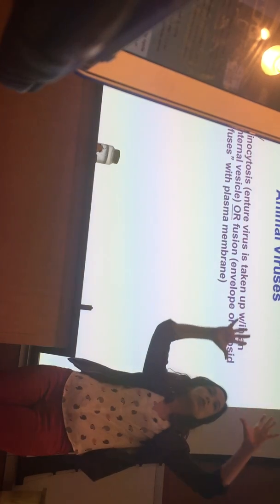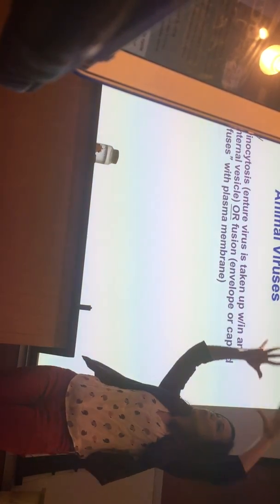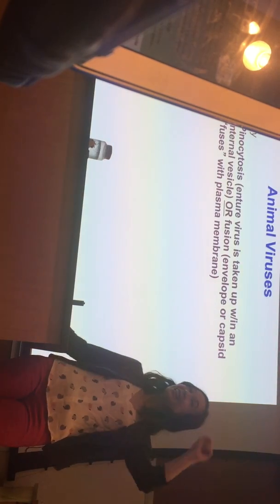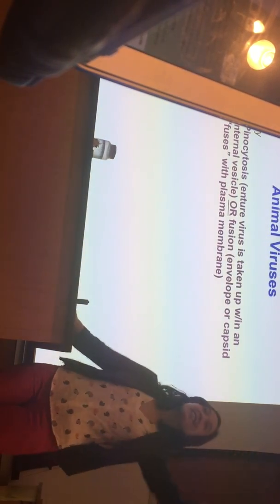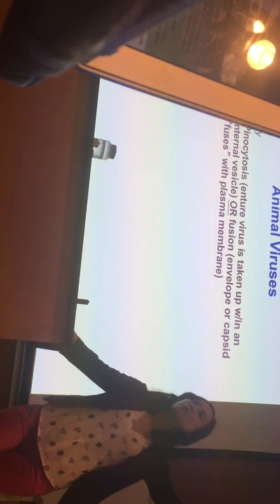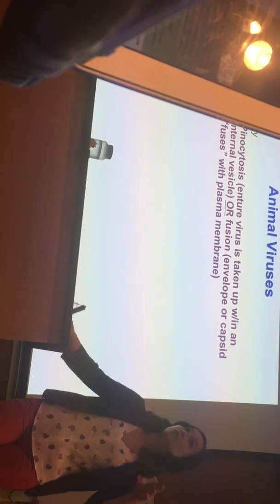So I'll show you a picture. It's almost like a little pouch forms, and it grabs the whole virus, and the whole virus just kind of sinks in. So that happens a lot. We call it pinocytosis. The whole virus enters. But sometimes, not necessarily the whole virus has to enter. Remember, it's just the genetic information that really has to enter, not necessarily the protein coat or the spikes and everything else. It's the genetic information.